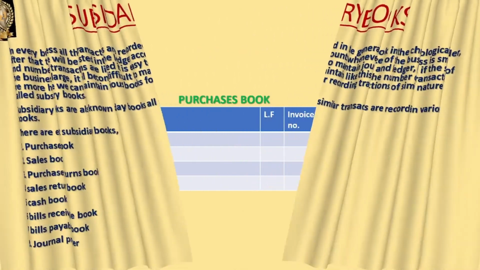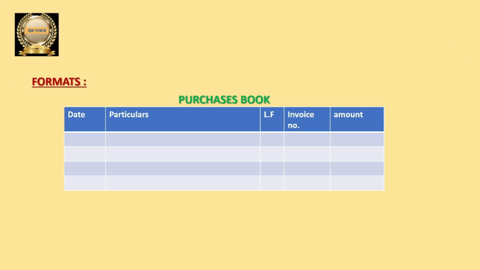Before doing problems, let us see the formats for all the first 4 books. Here in accounting, if we want to prepare anything, we have to draw a format. A pro forma is required. Without that, we can't record anything. So what is the pro forma of those 4 books? That I have given here. Let us discuss that first.